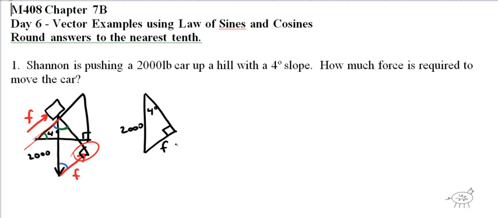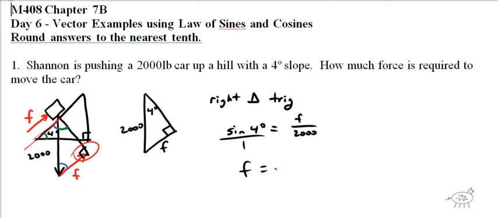Well, actually, you don't have to use either one. You could use law of sines; it works fine for it. But actually, what I'm going to use is just right triangle trig. That's pretty handy, because you're just going to say sine of 4 degrees equals opposite over hypotenuse, so it's F over 2,000. Pretty easy. Cross multiply, multiply it all out, and you get F is equal to 139.5 pounds.